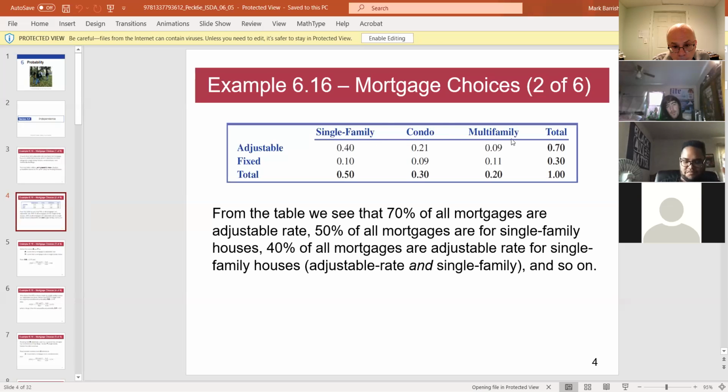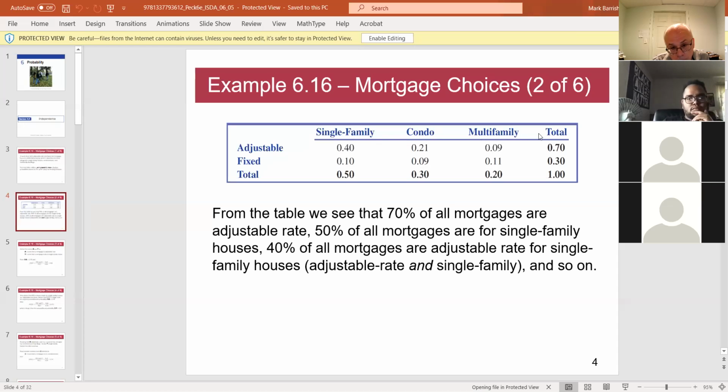So these 6 numbers in the middle here are called joint probabilities. I think we will go with that term, joint probability, because they are combining the columns and the rows. They're combining the different types together. If we have 2 variables here, one variable is the type of mortgage, the other variable is the type of house or living space that you're going into, then the intersection of those two are these numbers in the middle. So these are joint probabilities.